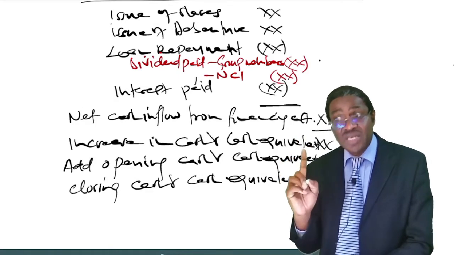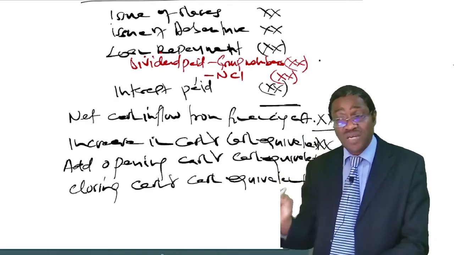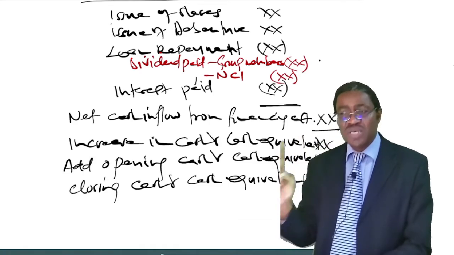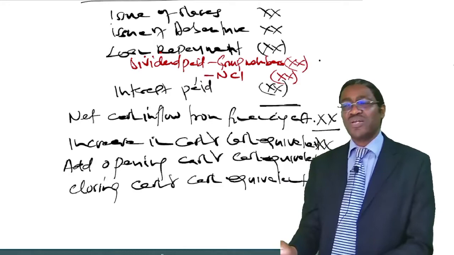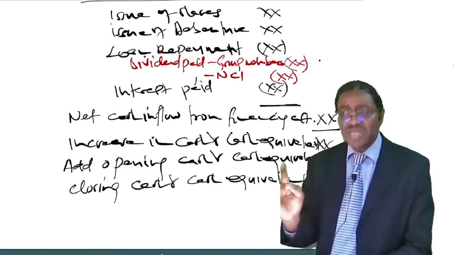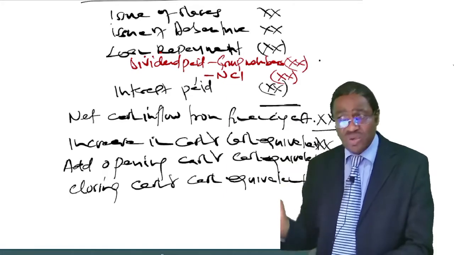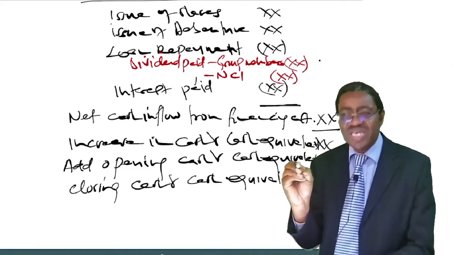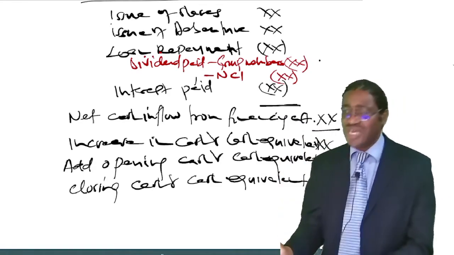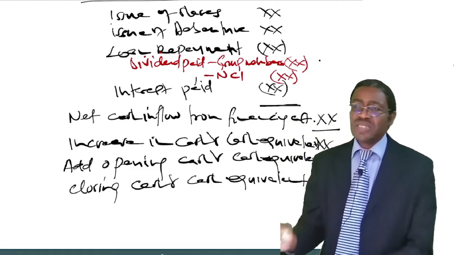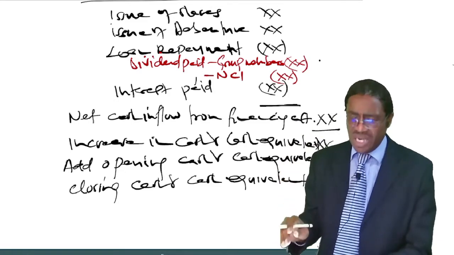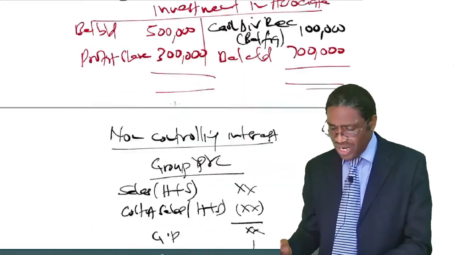So we have said the relationship between the group and the non-controlling shareholders is you determine the cash dividends paid to the non-controlling shareholders. Once you calculate it, that cash dividends paid to the non-controlling shareholders should be considered as a financing activity item in the cash flow statement. I've also said, how do you get that cash dividends paid?